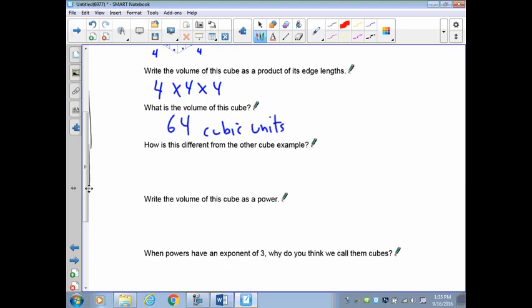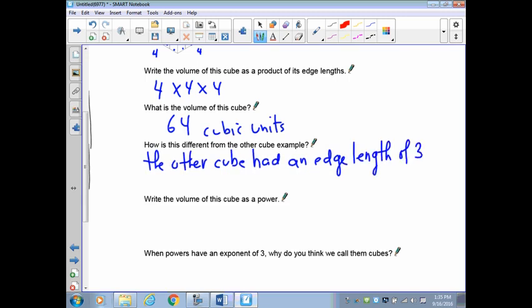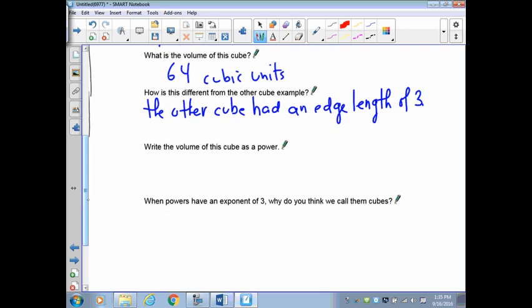And how is this different from the other cube? Well, the other cube had an edge length of 3. And this one is 4. So what is this one going to be as a power? Well, now the base has changed. It's no longer a 3. The base is now 4, but we still have length, width, and height, which is 3 dimensions.